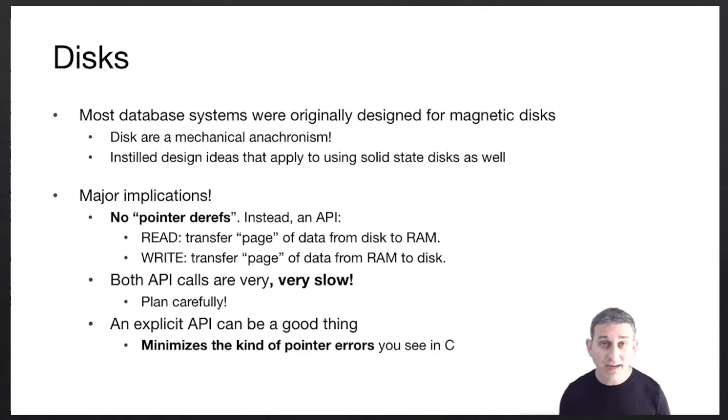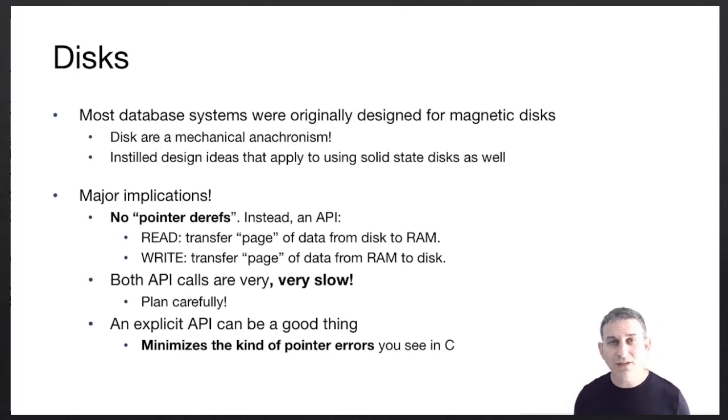Now, these API calls to read and write pages are very, very slow relative to CPU speeds. And so we're going to want to plan our reads and writes very carefully. A lot of what we're going to do in database systems is to make sure that we're reading and writing to the disk exactly when and how we want.